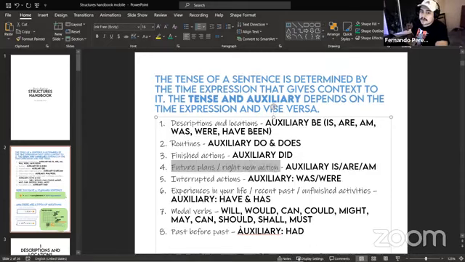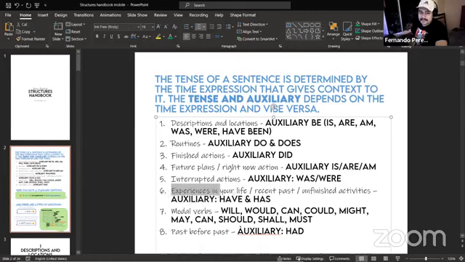Future plans or actions that happen in this moment is the verb to be plus the verb in ing. I am doing, you are doing, they are doing. Interrupted actions, again, similar to the previous one, is the verb to be plus an ing. I was cooking when the phone rang. The phone interrupted my cooking. I was studying when the lights went off. The lights interrupted my studying. So we use the verb be in past plus ing.